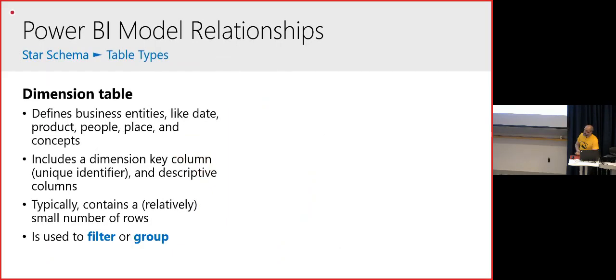A little bit more detail is needed. These dimension tables are there to define your business entities. These are the things that you are modeling. They can be people, they can be products, they can be places, even time and dates are the things that you model by. They must include a column that is a unique identifier. Values in that column cannot contain duplicates. And why they are important is that these tables are used for filtering and grouping. I want to filter by year 2018. I want to group by country. You must have these types of tables to support filtering and grouping.